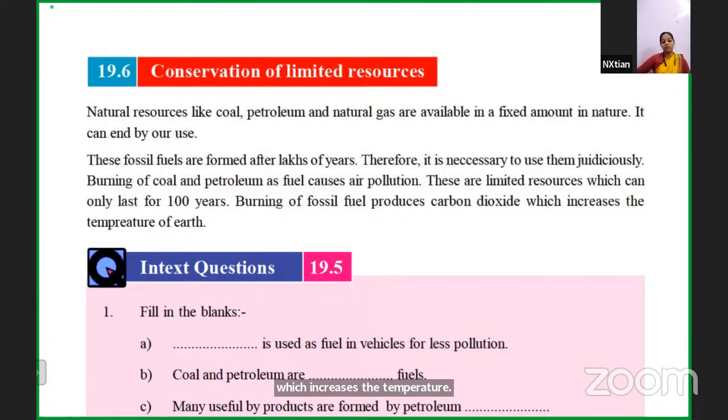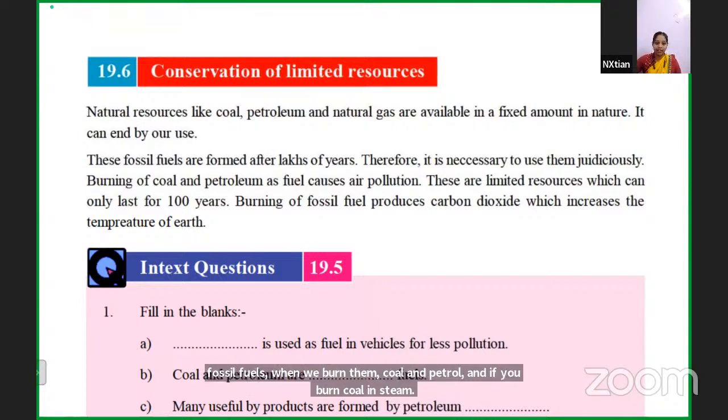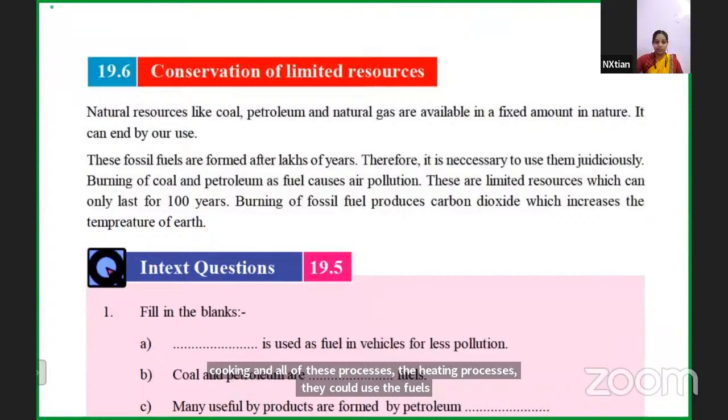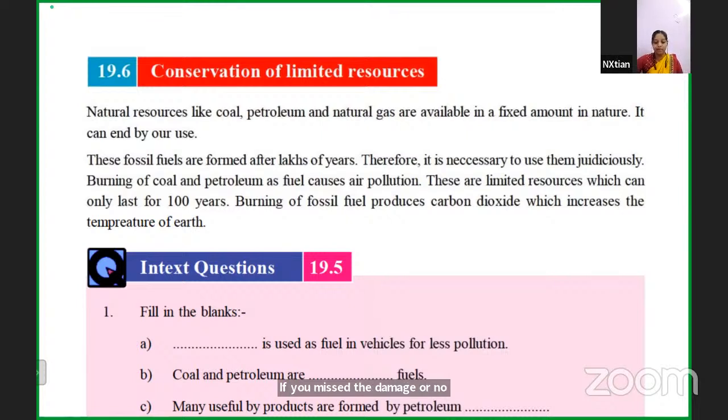Now, when we burn fossil fuels, coal and petroleum, they produce a lot of smoke in the air, a lot of gases, and mainly carbon dioxide. That is also harmful for our environment. So when we are using fuels in our vehicles and in cooking and all of these heating processes, we should use the fuels which cause lesser pollution, lesser damage or no damage to the environment.